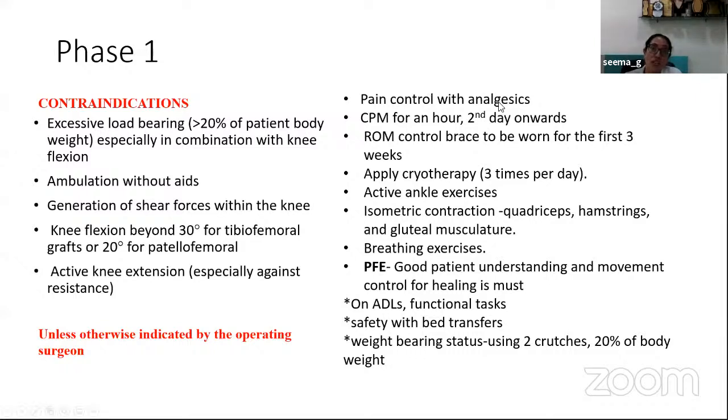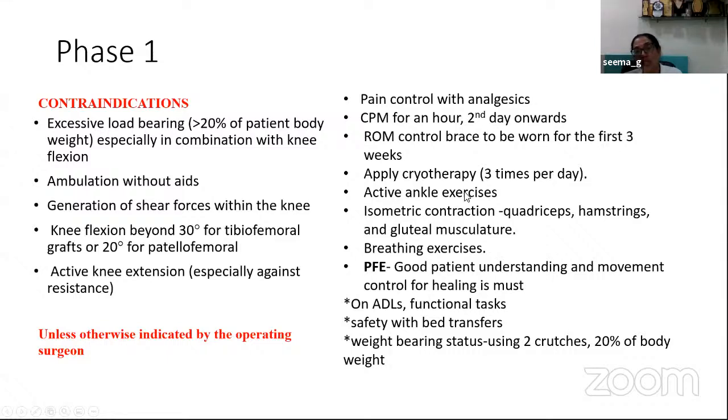So initial is pain control with analgesics. Initially, CPM can be given. In many studies, they talk of that CPM can be given even for more hours of the day regularly initially. And ROM brace has to be worn. As I said, that there should be no shear forces.